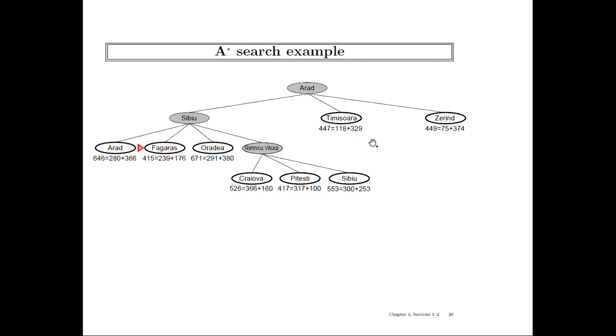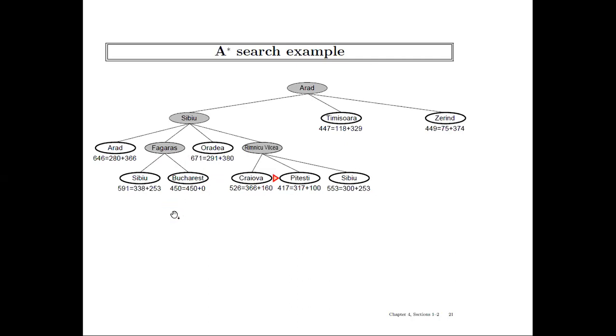Now we have to look for the lowest unexpanded value. Which one is the lowest? If you see the red mark over here, you can realize that 415 is the least cost value we have, the least expanded path we have. That is 415, because it is 415, it is 417, and all other values are greater than that. So we expand Fagaras. When we expand Fagaras, we reach Bucharest.